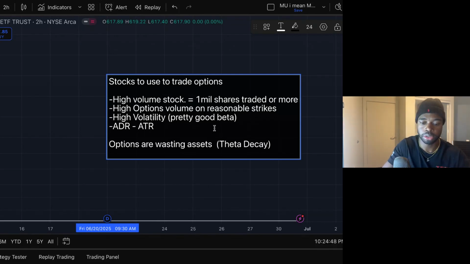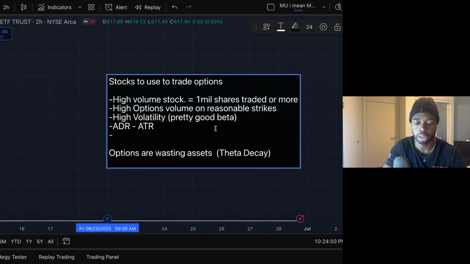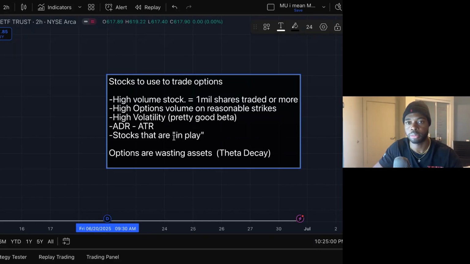Some other stocks that you might want to trade options on are what's called stocks that are in play. And then that is, quote unquote, in play. What does that mean? What the freak is in play? So if something is in play, it means everyone's eyes are on that thing. Like a ball is in play, instead of stopping, it's in play. Okay, what does that mean?